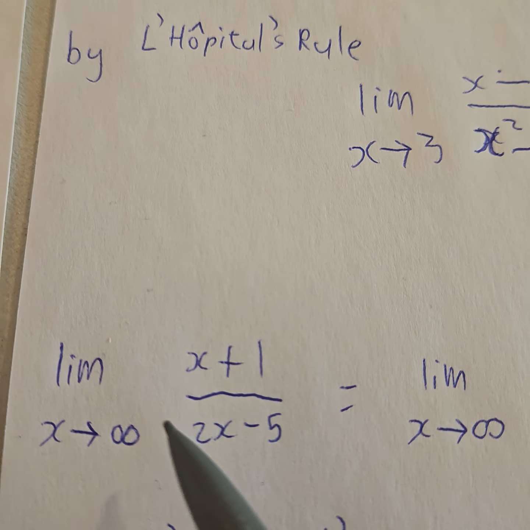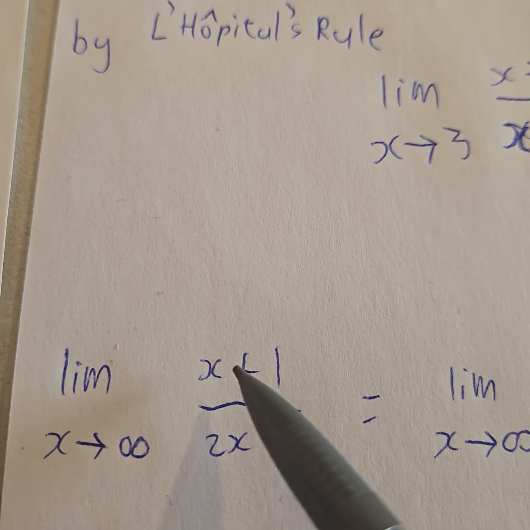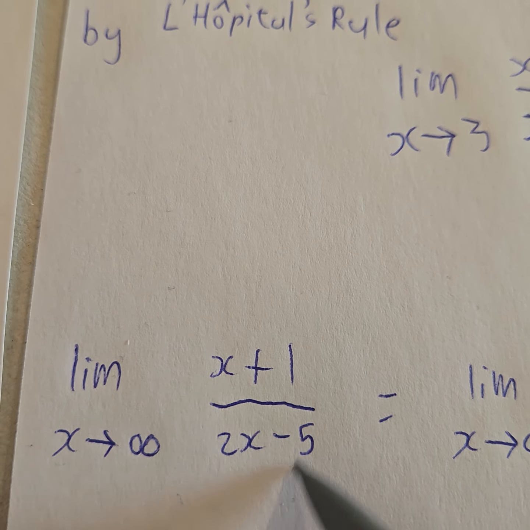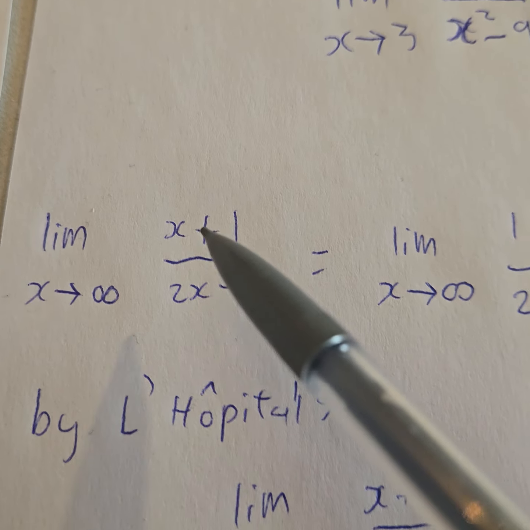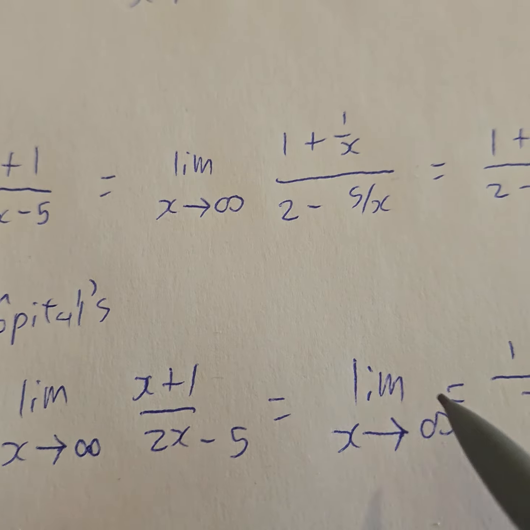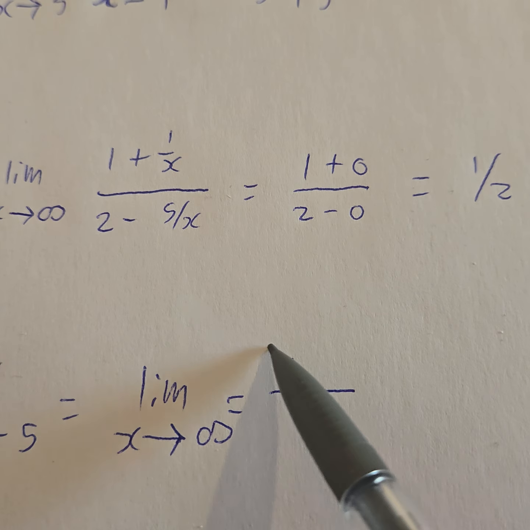But I also noticed if I plug in infinity for x, the top's going towards infinity and the bottom's going towards infinity, so I can use L'Hopital's rule. The derivative of x plus 1 is just 1, and the derivative of 2x minus 5 is just 2, and there's our answer.